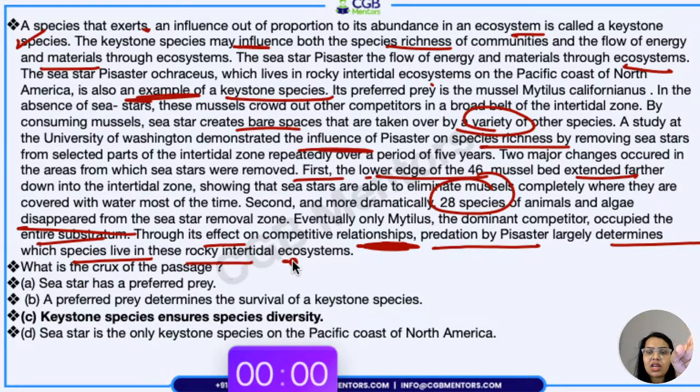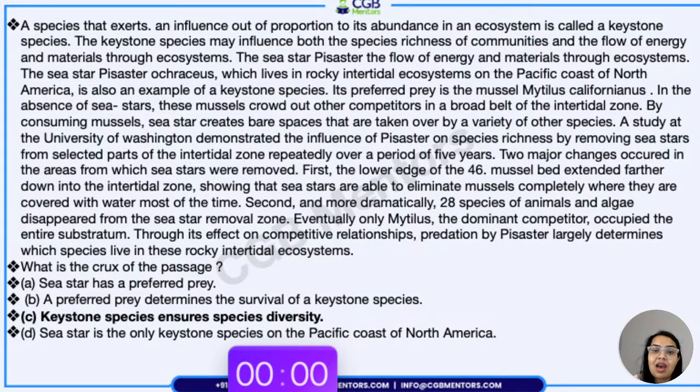in these rocky ecosystems. So as the name keystone suggests, it has a big key role here. These species ensure species diversity because in a way they are controlling the ecosystem, where they decide which one will thrive and which one will not. Okay, so that's what we get as the crux of the passage, that how these species, you can see with the example and the description of the sea star and all, govern the ecosystem.